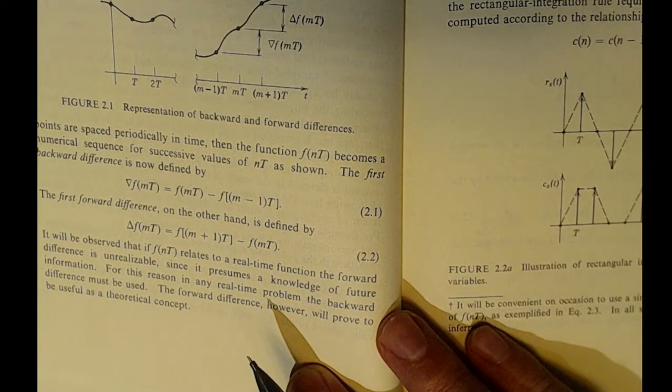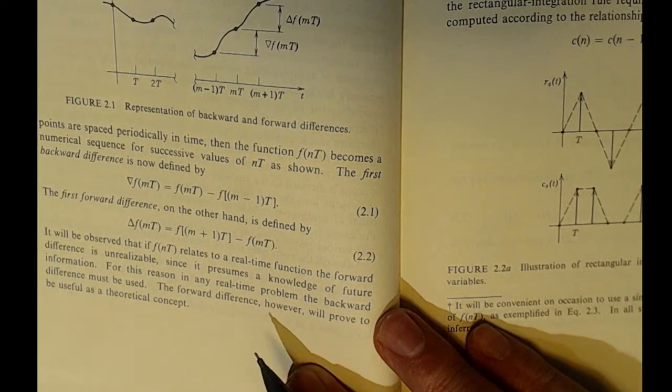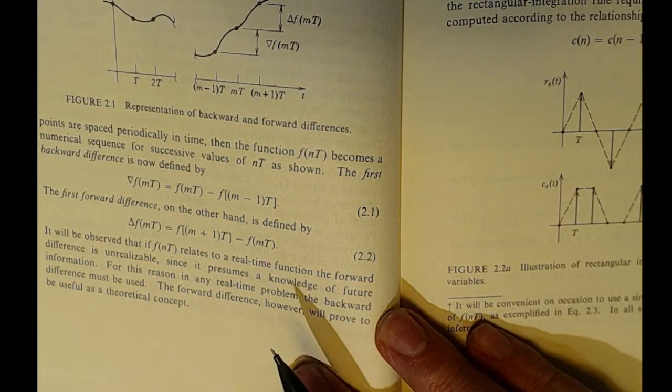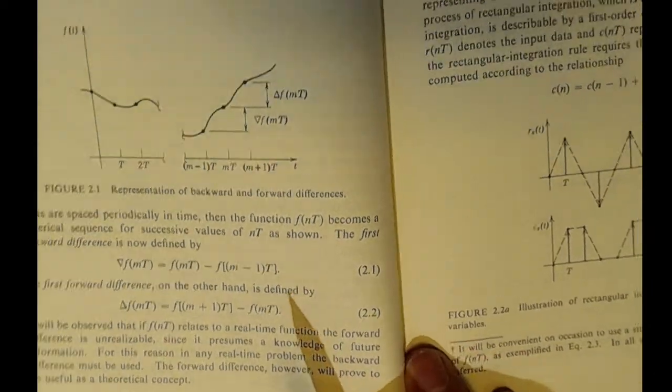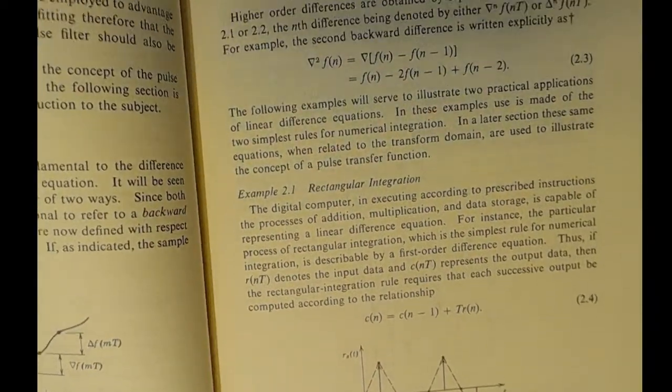It will be observed that if f of nT relates to a real-time function, the forward difference is unrealizable, since it presumes a knowledge of the future. The forward difference, however, will prove to be useful as a theoretical concept. Yeah, okay, duh. Whatever you say.